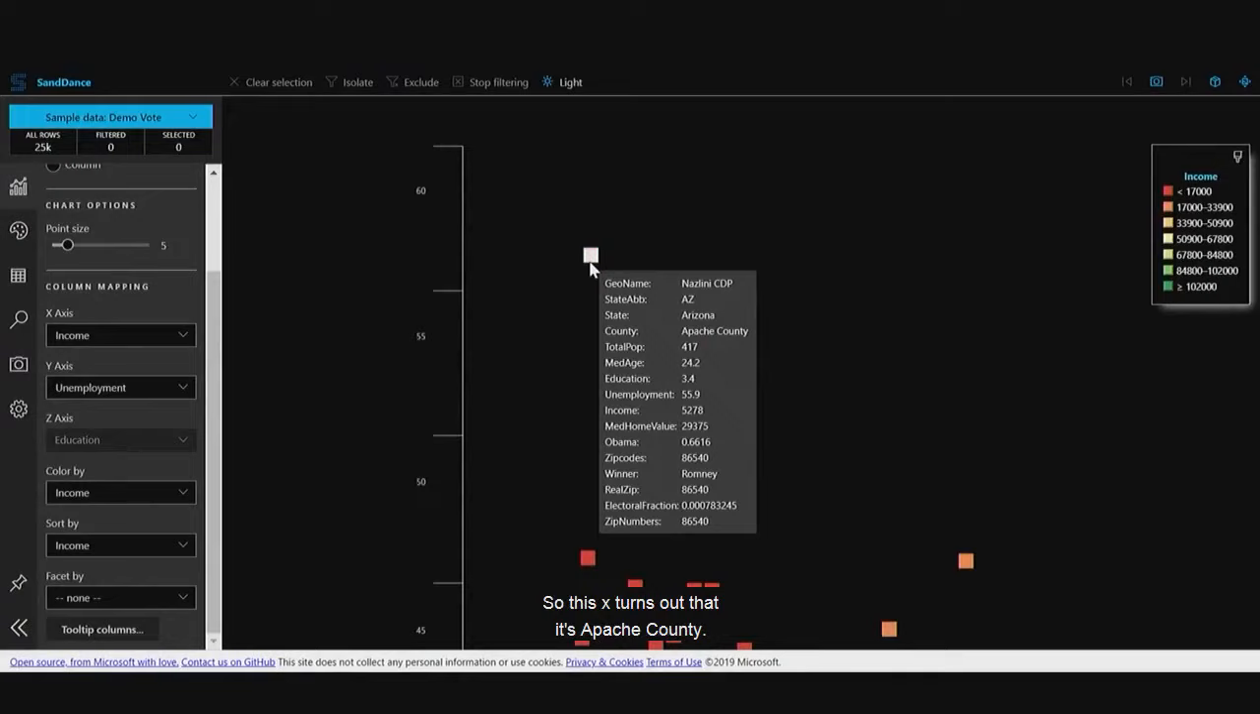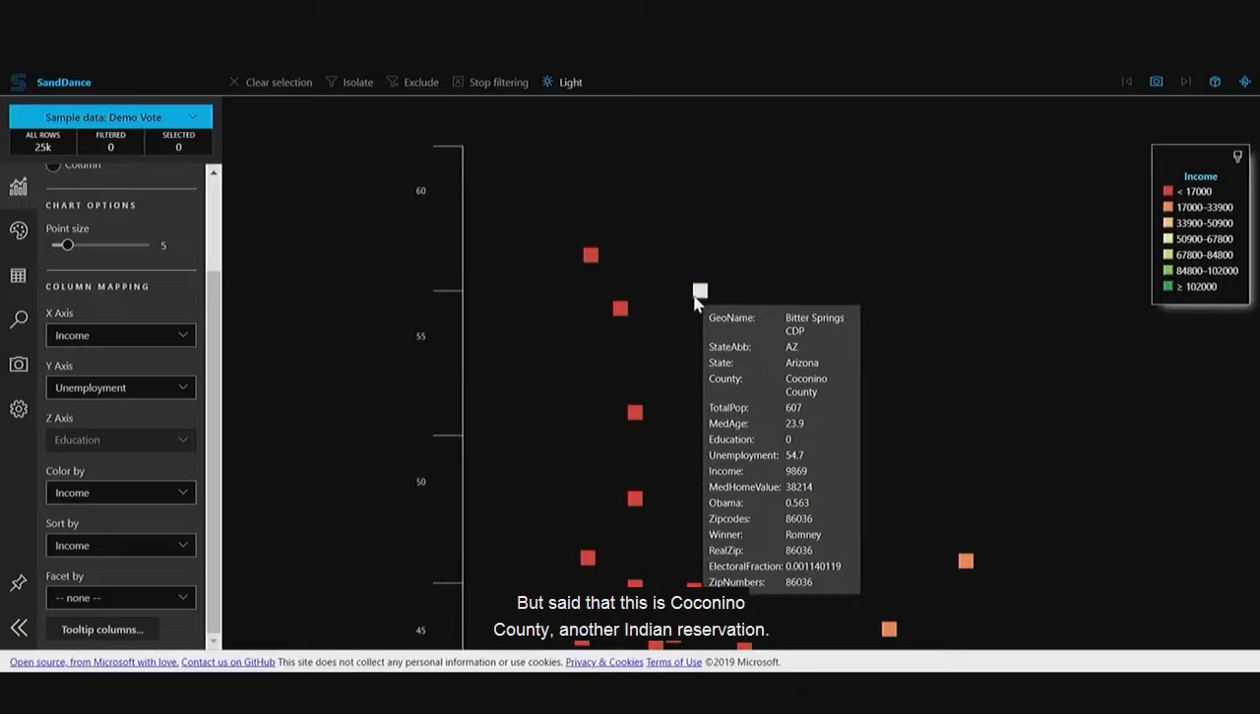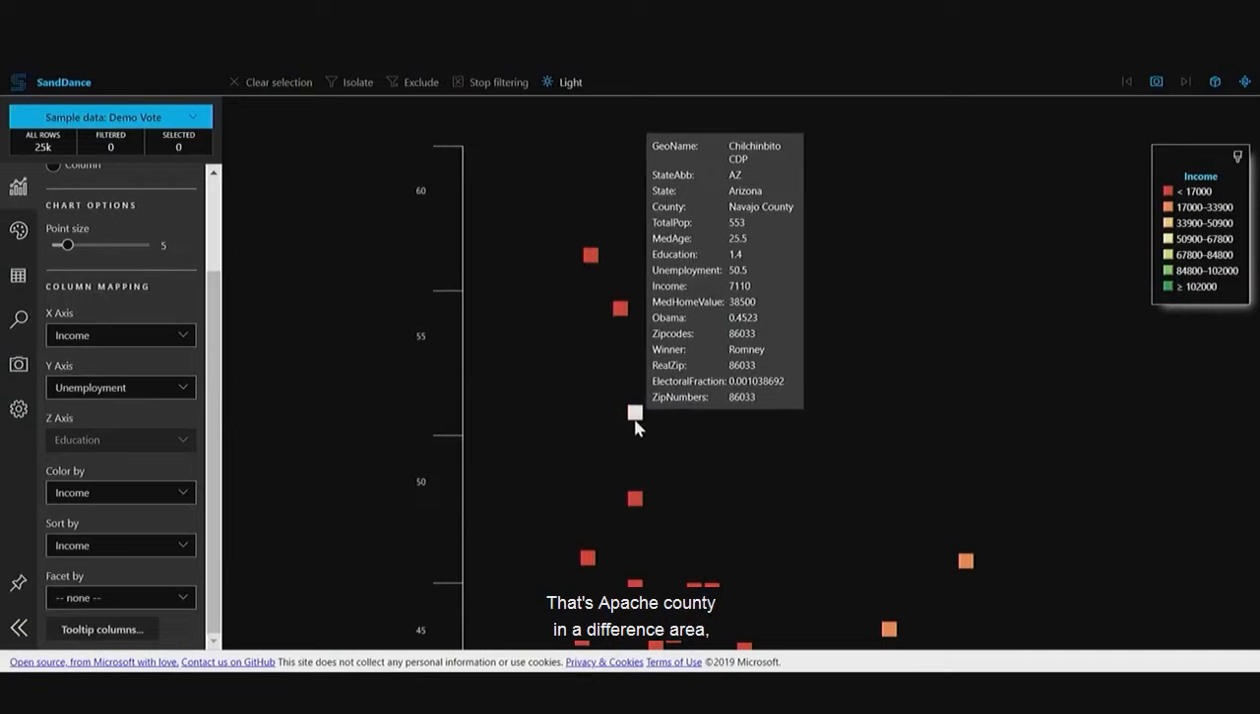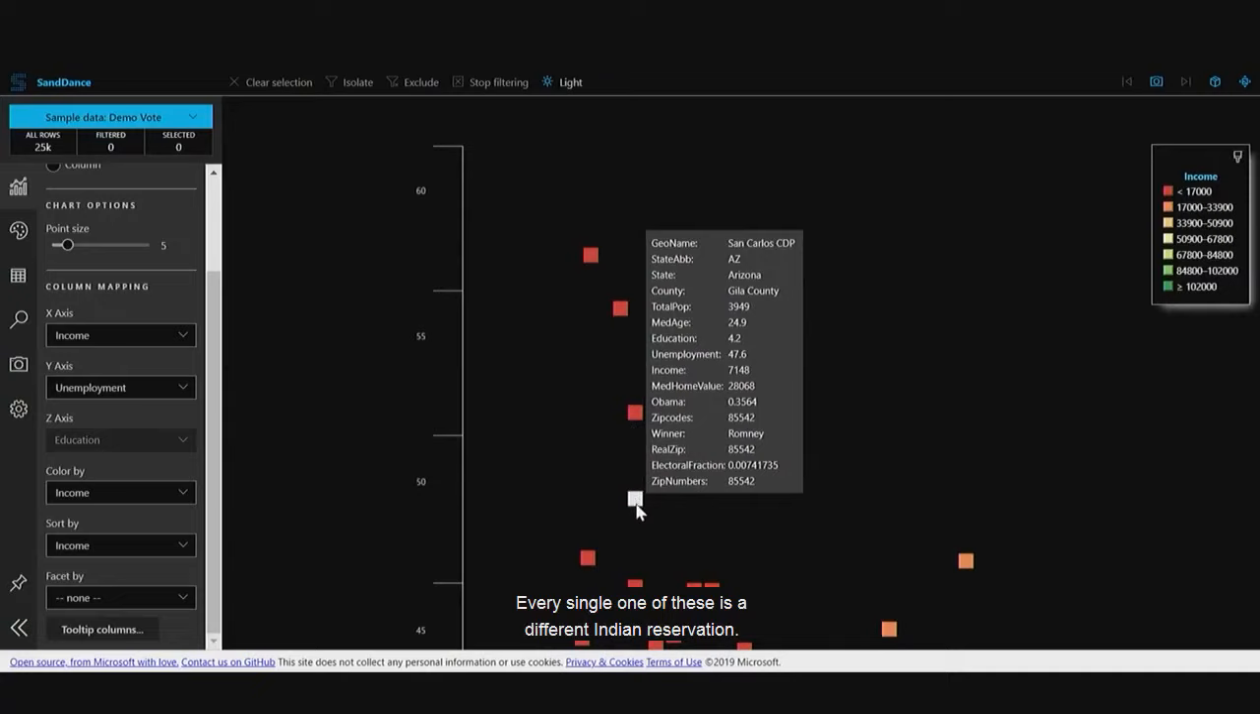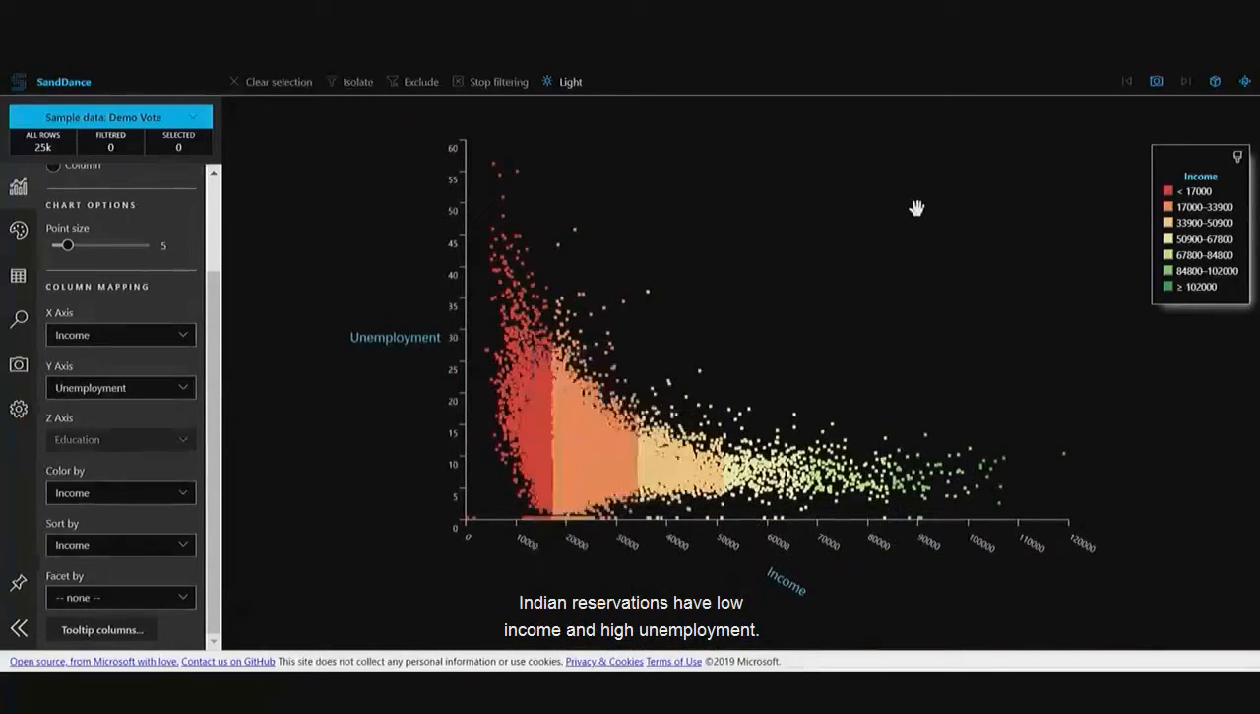So this actually turns out that that's Apache County. It's an Indian reservation. This is Coconino County, another Indian reservation. And that's Apache County, a different area. And this is Navajo County. Every single one of these is a different Indian reservation. So it's like, wow, Indian reservations really have low income and high unemployment. That's a problem over there.